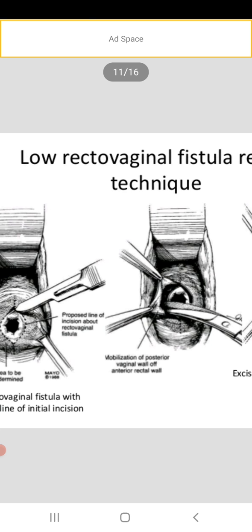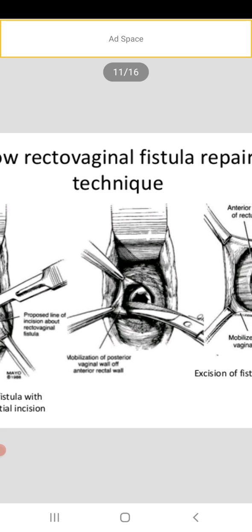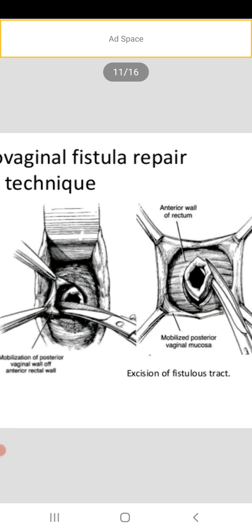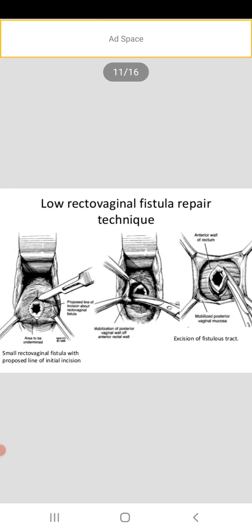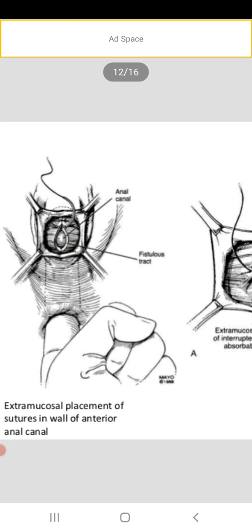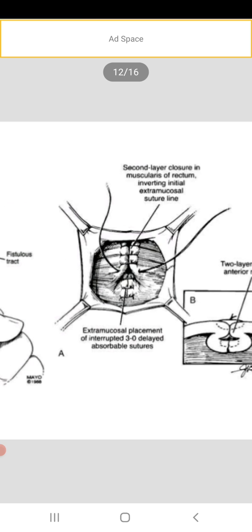Then mobilization of the posterior vaginal wall from the anterior rectal wall. That is mobilized and comes outwards, along with the anterior wall of the rectum. You see it comes fully outwards. Once mobilized, then excision of the fistulous tract. After that, extramucosal placement of sutures in the wall of the anterior anal canal.